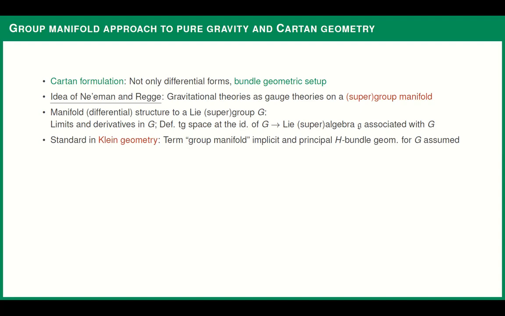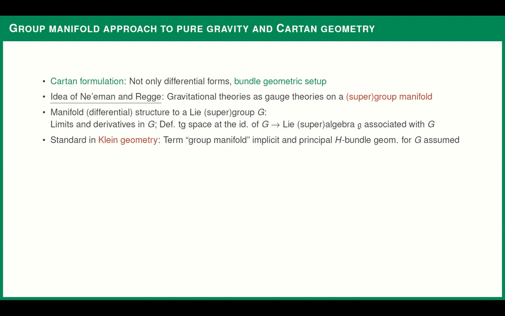And so the idea of Neeman and Regge was to study gravitational theories, gauge theories, on a group manifold for gravity, on a supergroup manifold for supergravity. So as I was saying before, we endow the Lie supergroup or group with a differential structure, with the structure of a manifold. And this in particular allows us to define the tangent space at the identity of the supergroup, and to introduce the Lie superalgebra associated with it, which is typically easier to deal with technically and computationally.